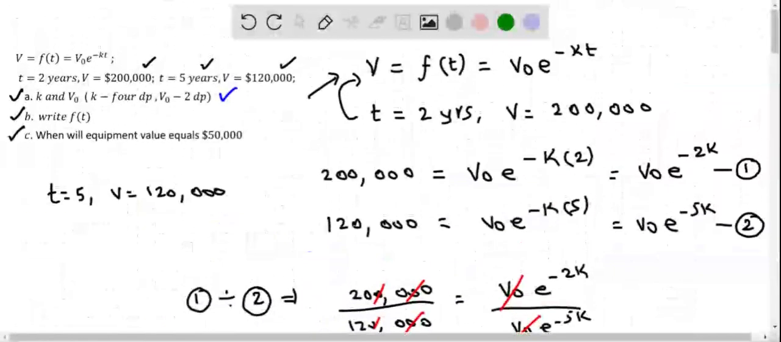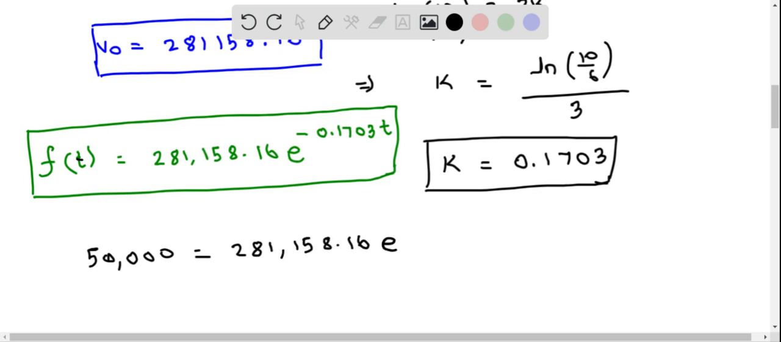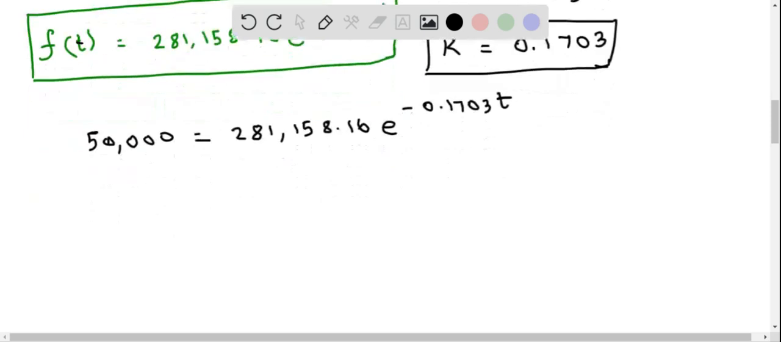Part C basically asks us to determine the time when the equipment value becomes $50,000. So which means we now have this f of t. We have to replace the value of f of t with 50,000 and then determine the value of t. So I am replacing f of t, that is V or f of t, both are the same, with 50,000. This is equal to 281,158.16 e raised to the power of negative 0.1703 t.